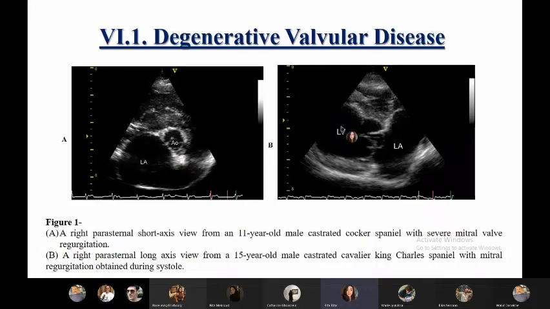While in B, we can see that there is a prolapse of the mitral valve from the left ventricle into the atrium. This prolapse indicates the rupture of the chordae tendineae.